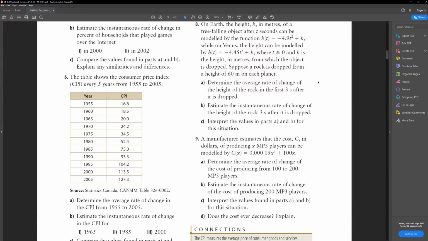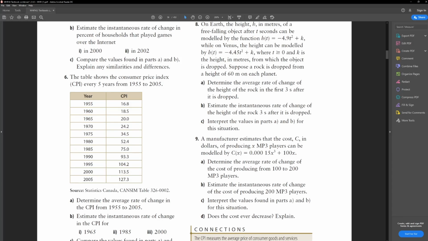On Earth, the height h in meters of a free-falling object after t seconds can be modeled by the function as follows. While on Venus, the height can be modeled by the following function, where t is greater than or equal to 0, and k is the height in meters from which the object is dropped. Suppose a rock is dropped from a height of 60 meters on each planet. Determine the average rate of change for the height of the rock in the first 3 seconds it is dropped.